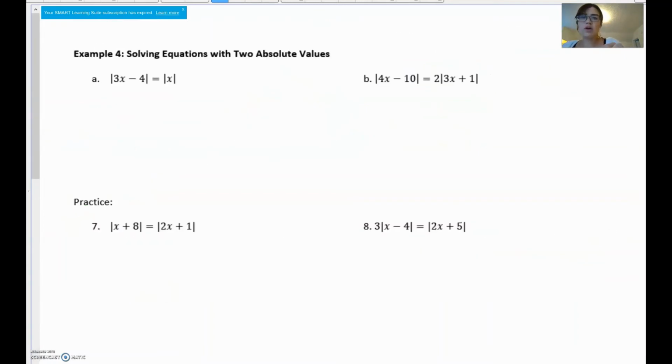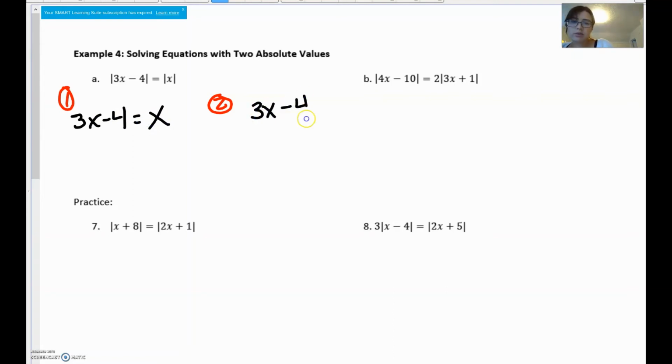We're on to 12. We're going to try to get through these quickly. This is a lengthy video this time. So we have |3x minus 4| equals |x|. We're still going to have two equations to check. First one, we'll have 3x minus 4 equals positive x. And then we'll have 3x minus 4 equals negative x.